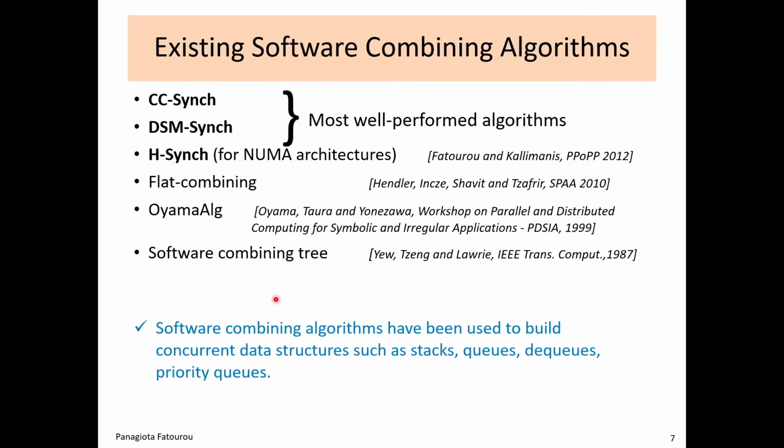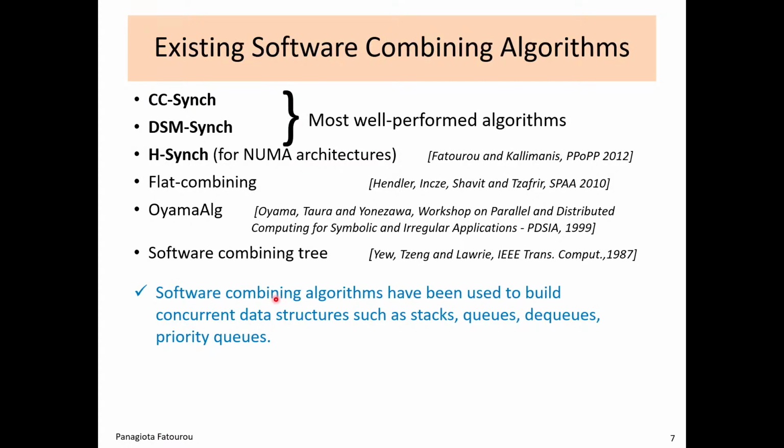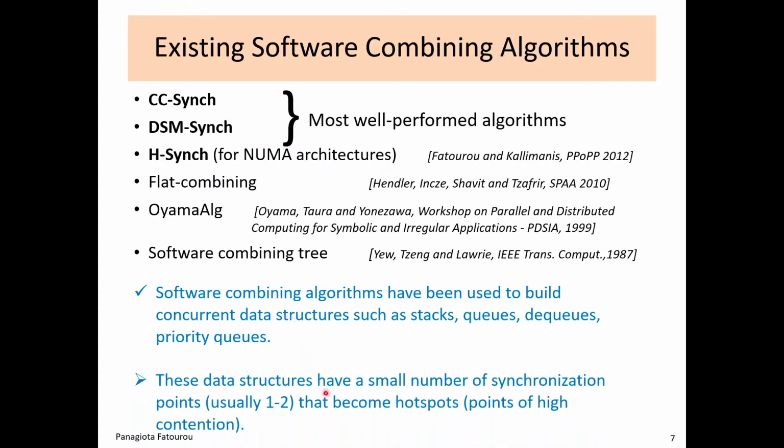Now, software combining has been used to build concurrent data structures that are highly efficient, such as stacks, concurrent queues, concurrent deques, and concurrent priority queues. And all these data structures have one thing in common. They have a small number of synchronization points, usually one or two, that might become a hotspot. A hotspot is a point of high contention, a point where all the threads try to access the same shared variable, right? This can be the top in a stack implementation, the first or last in a queue implementation, etc., which I mentioned in the previous slide.